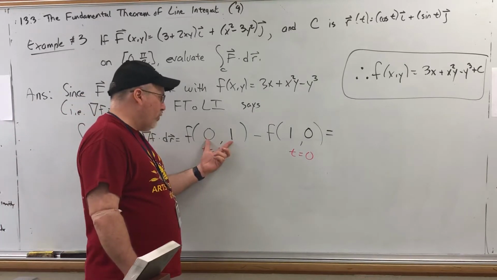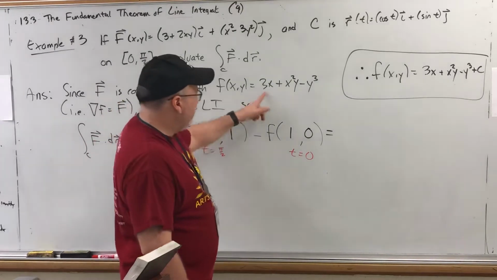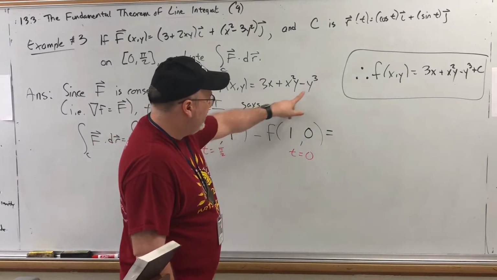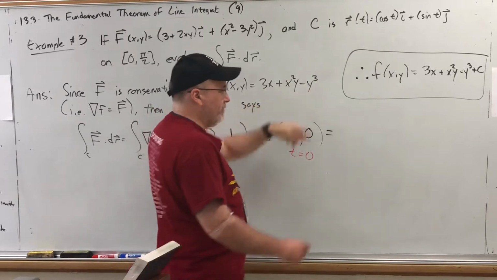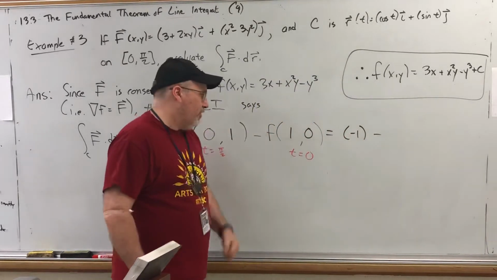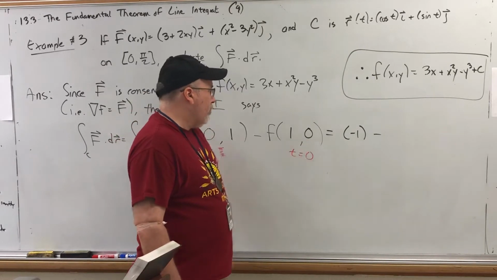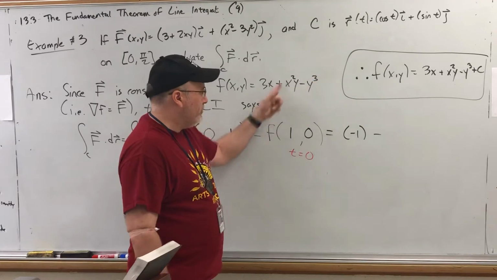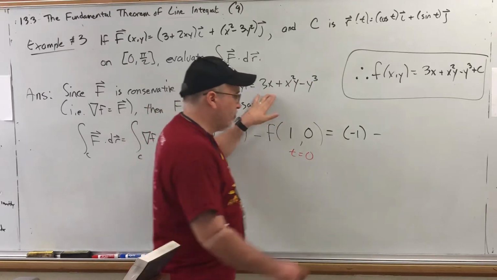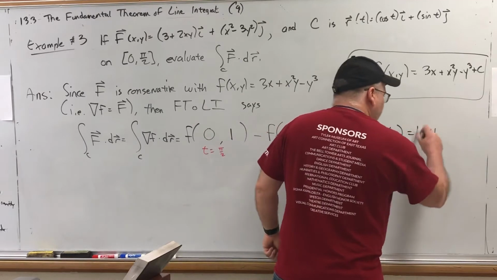I think we can talk this out. I plug in 0 for x and 1 for y. 0 for x kills these. Putting in 1 for y here gives us negative 1. So negative 1 minus, and if I do it the other way around, putting in 1 for x and 0 for y, putting in 0 for y kills all this, putting in 1 for x gives us 3. So negative 1 minus 3 is negative 4, and the line integral is over.